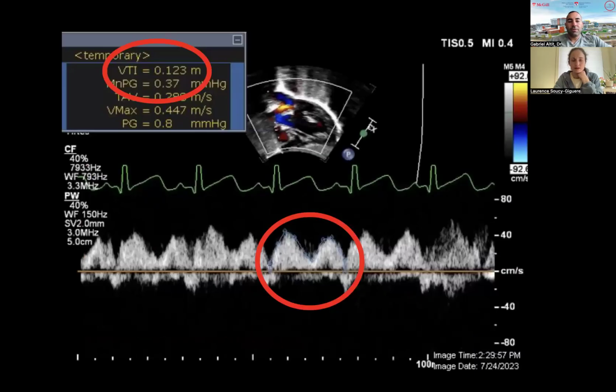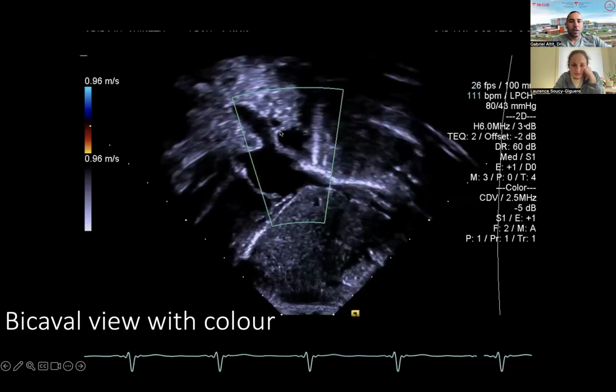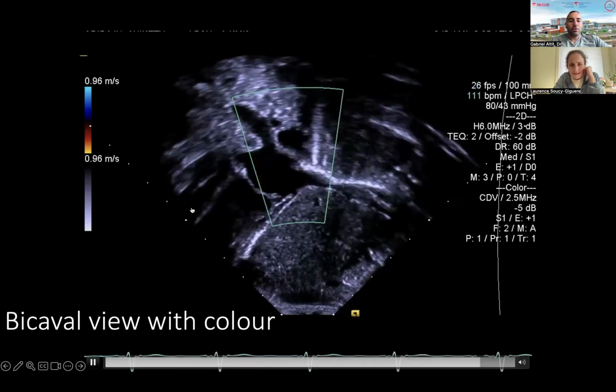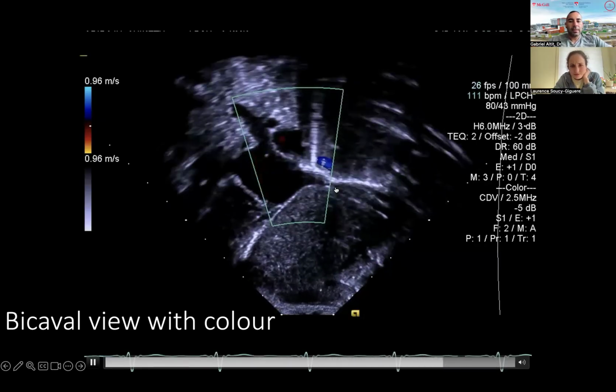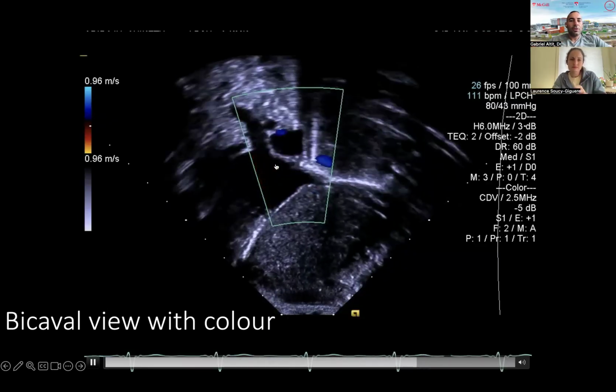That's an example of another VTI, but this time we're taking it from the long axis view. Okay, so the bicaval view. This is the bicaval view with the SVC. You have the IVC, which is nice and small. It's actually changing with variations of breathing. You see your right atrium.